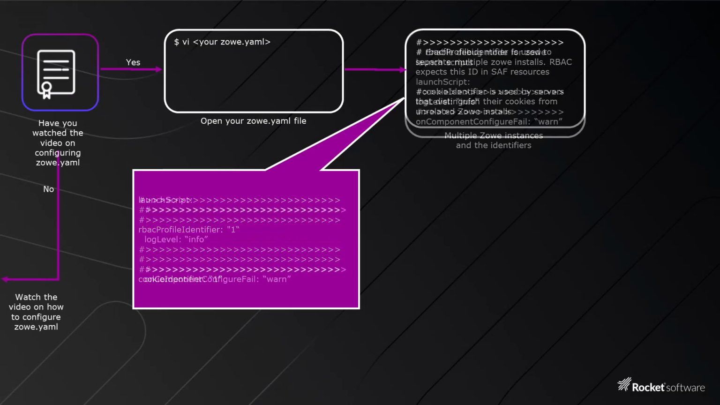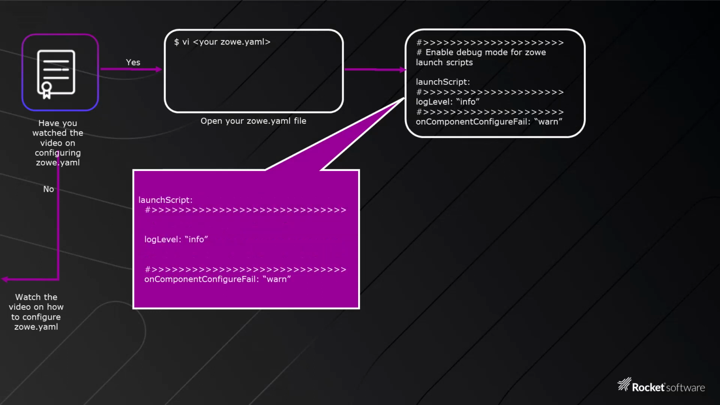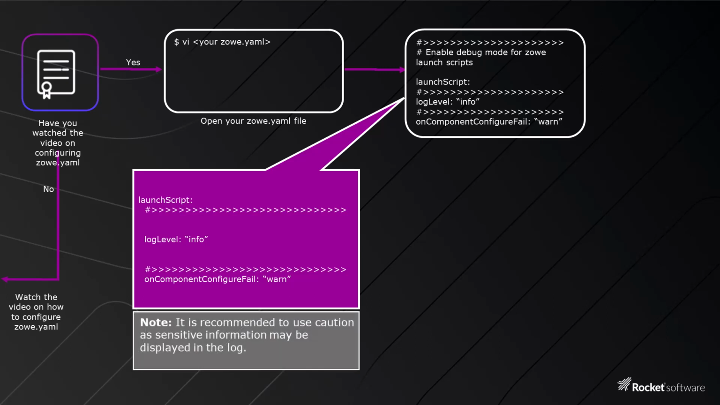Now let's look at the launch script. You can set the log level parameter to info, debug, or trace. If it is set to debug or trace, it will print out extra information, with trace printing the most. Note: it is recommended to use caution as sensitive information may become displayed in the log.